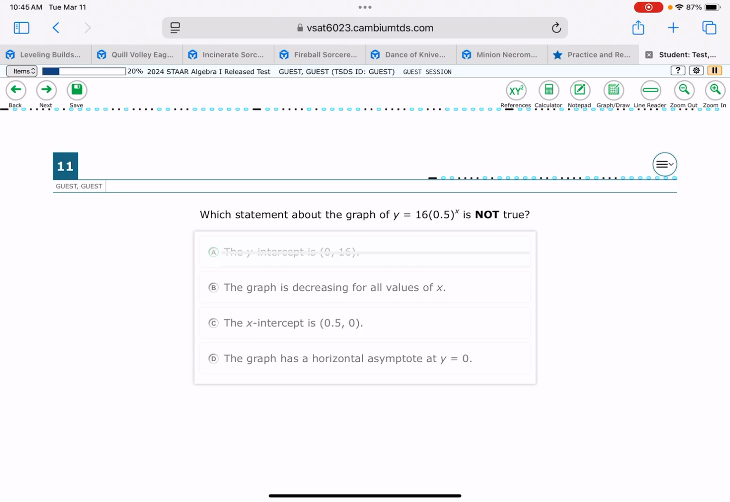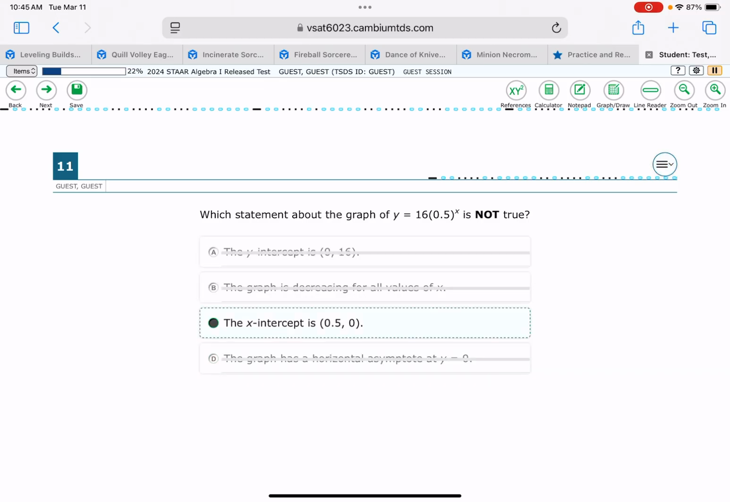It says it's decreasing for all values of x. That number inside the parentheses, the base with the exponent, is smaller than 1, so it is decreasing, so that's true, so it's out. It says the graph has a horizontal asymptote at y equals 0. If there's no plus or minus to that first term, and when you have an exponential function, you will always have a horizontal asymptote at y equals 0. In the other videos, I go over what a horizontal asymptote is. So that is true. So by default, our final answer is C.